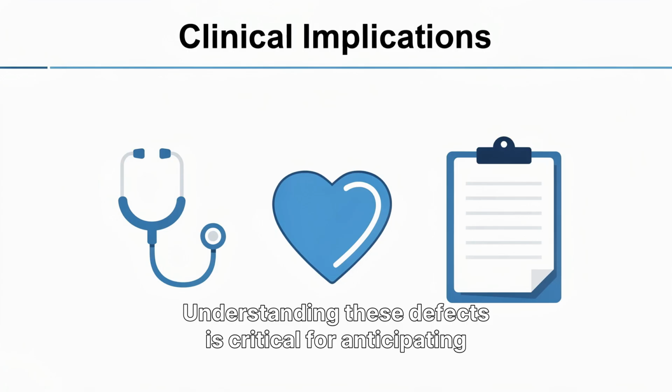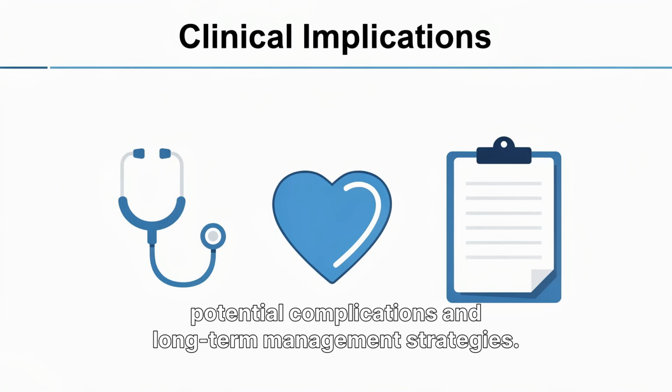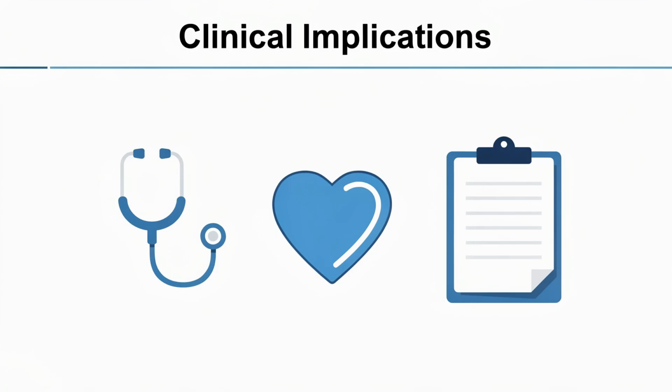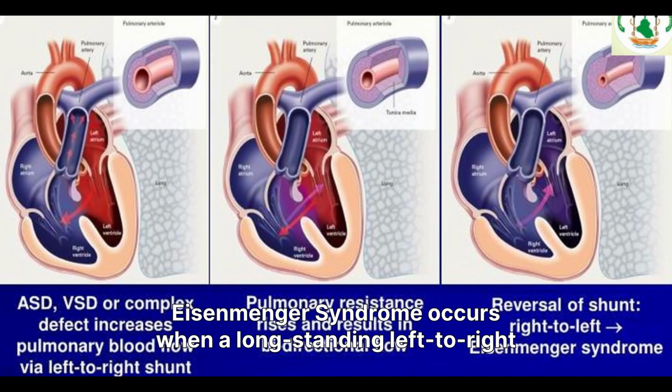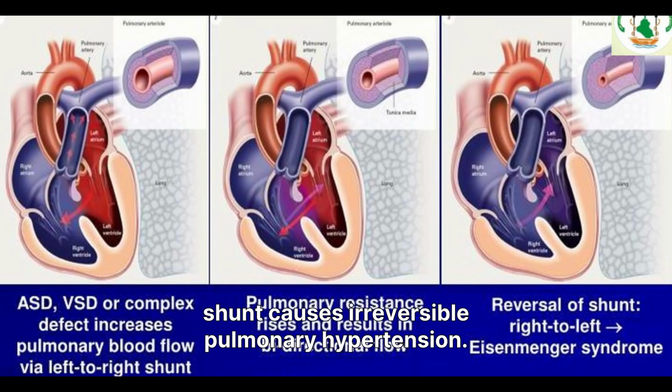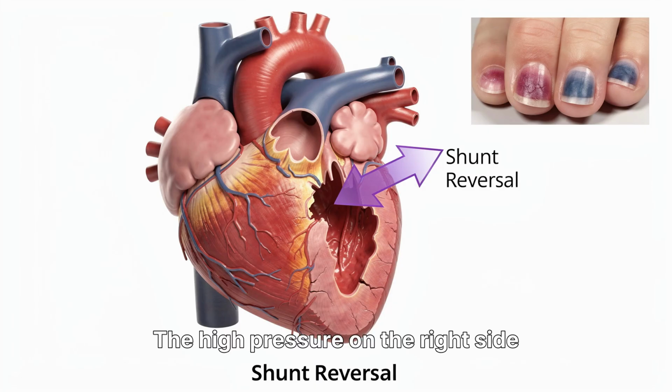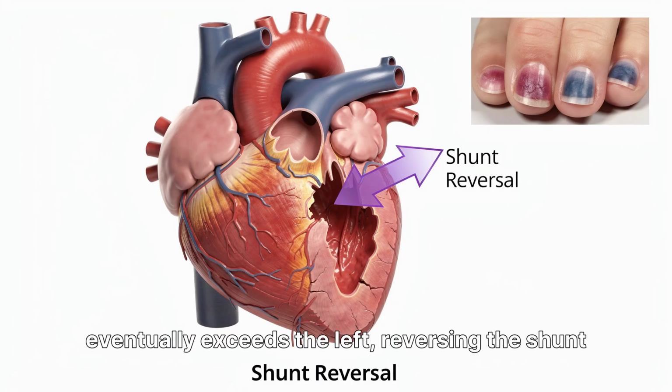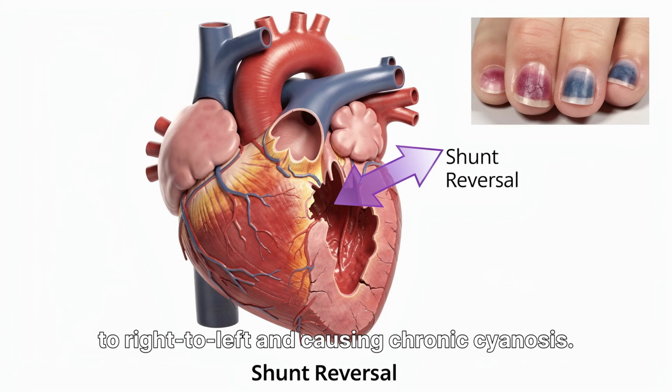Understanding these defects is critical for anticipating potential complications and long-term management strategies. Eisenmenger syndrome occurs when a long-standing left-to-right shunt causes irreversible pulmonary hypertension. The high pressure on the right side eventually exceeds the left, reversing the shunt to right-to-left and causing chronic cyanosis.